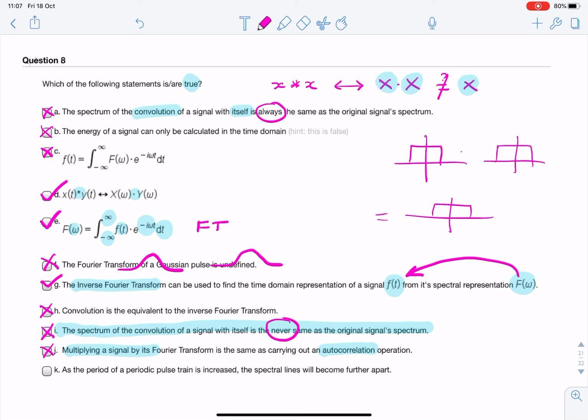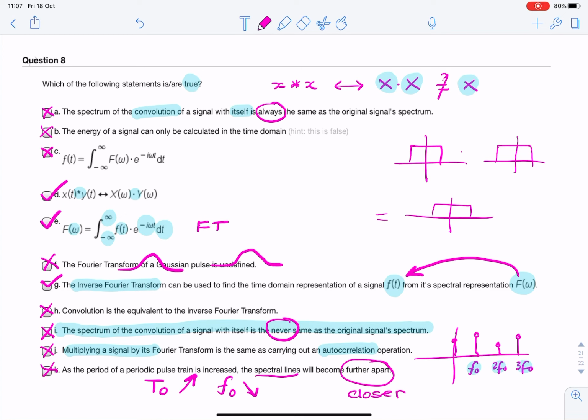K, as the period of a periodic pulse train increases, as that goes up, what happens to the spectral lines? So as T naught goes up, clearly the fundamental frequency will go down, so your spectral lines, do they get further apart or closer together? Clearly, as f naught decreases, then the spacing between these will become smaller. So they get closer together, not further apart. So this one is also false.